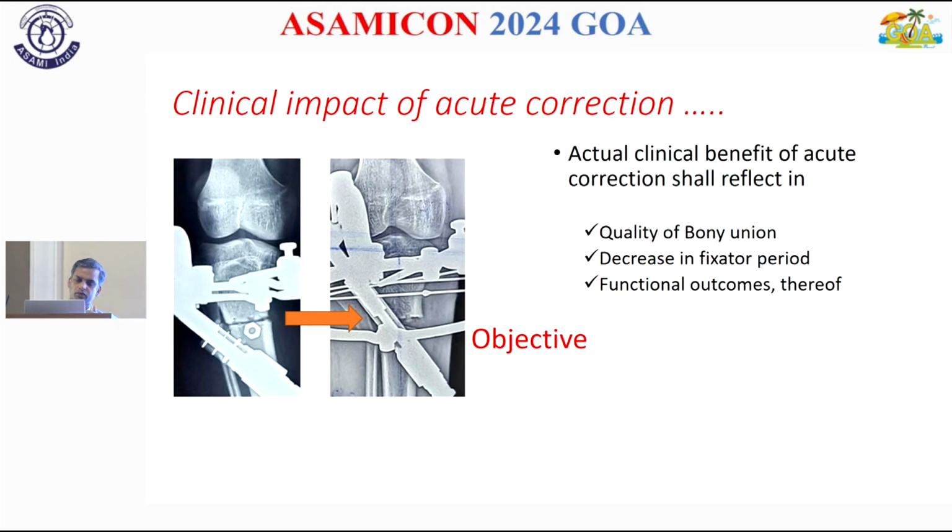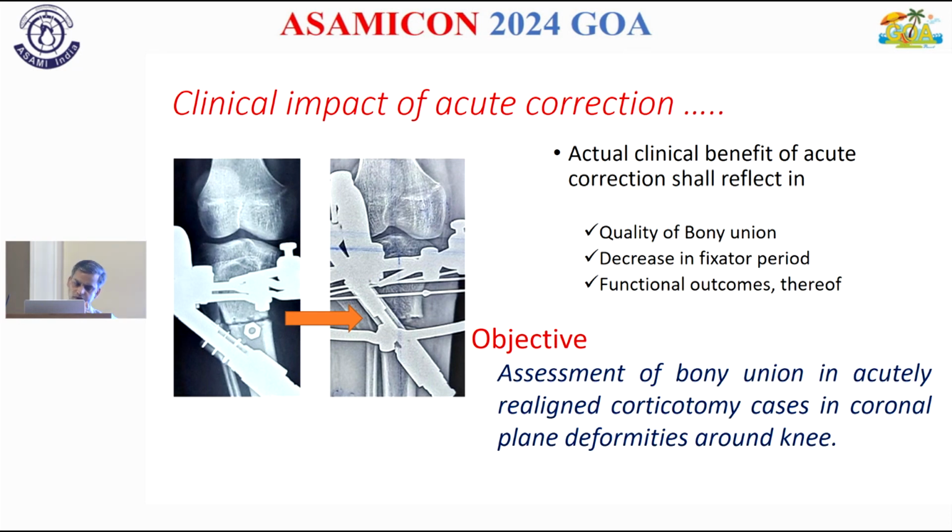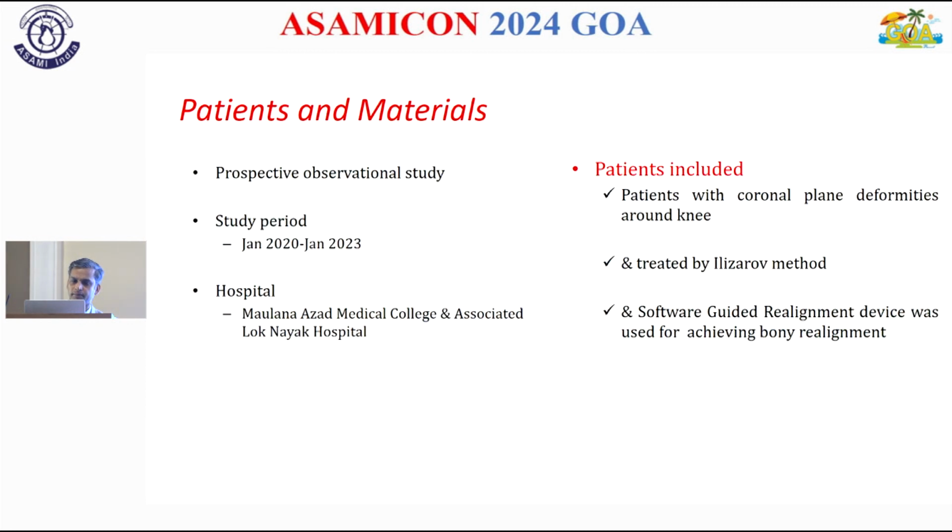To assess the clinical impact of acute corrections, it can be assessed using 3 criteria: quality of bone union, actual decrease in fixator period, and functional outcomes thereof. With these 3 criteria, we did a study, a thesis rather, with an objective of assessment of bone union in acutely realigned corticotomy cases in coronal plane deformities around the knee.